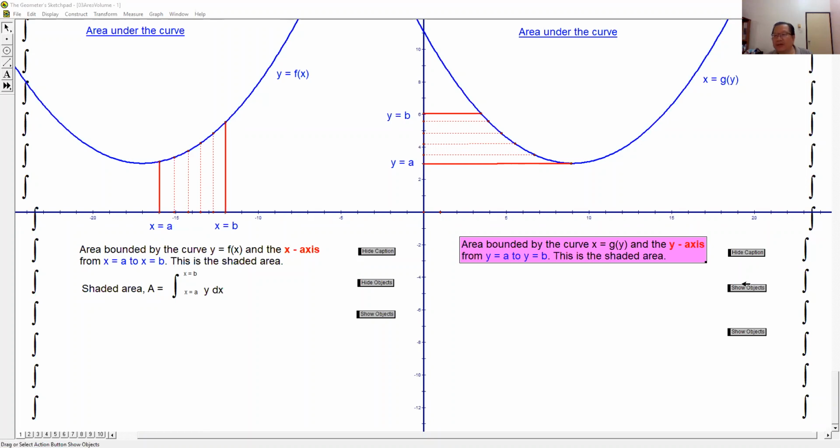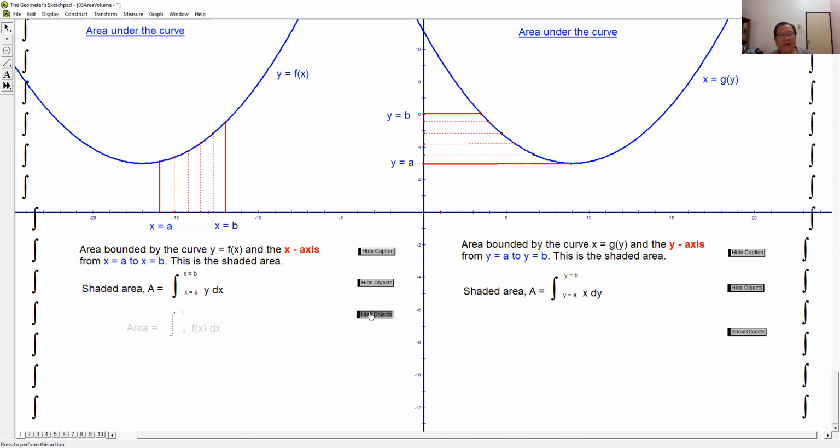So what is the formula? The shaded area equals the integral of x dy from y equals a to y equals b. I keep quiet for a short while to let you see the difference. If you have no question, then I continue. So far okay or not? One more time.